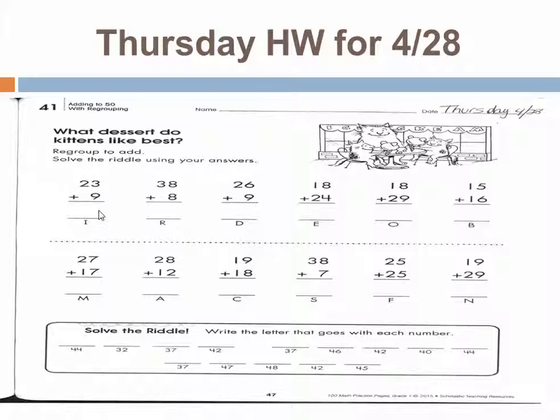So 32, as you can see, is I. So you are going to write the letter I here on top of the 32. Now try to find the answers for all the other questions and then write the letter for each of the answers and solve the riddle.